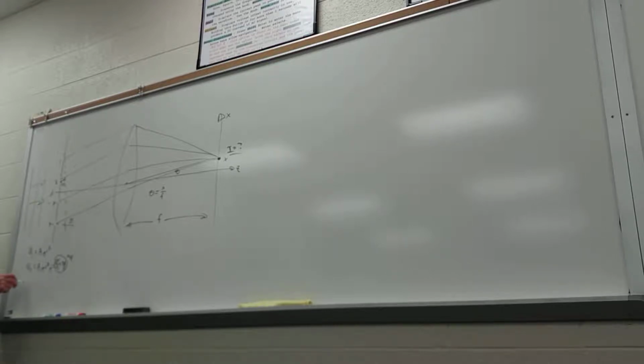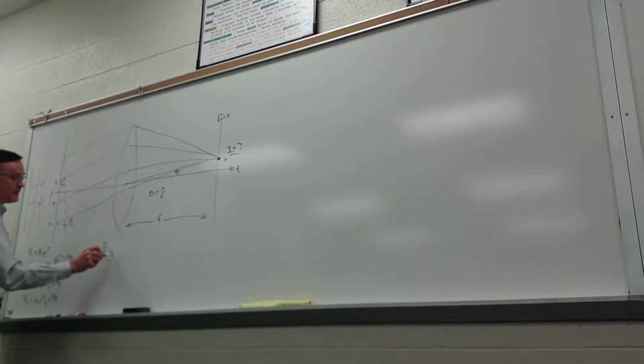So U3 then is A e to the j gamma e to the minus j 2 delta phi, and U4 is A e to the j gamma e to the minus j 3 delta phi. Those are our expressions then for the four fields. So the complex amplitude for the total field is just going to be the sum of the individual complex amplitudes.